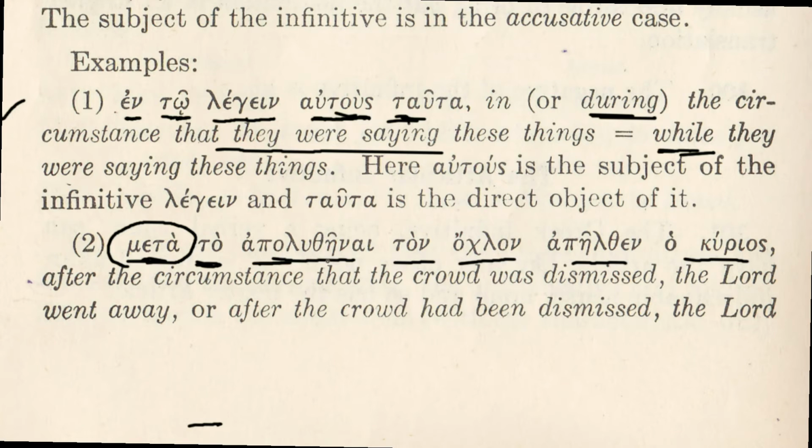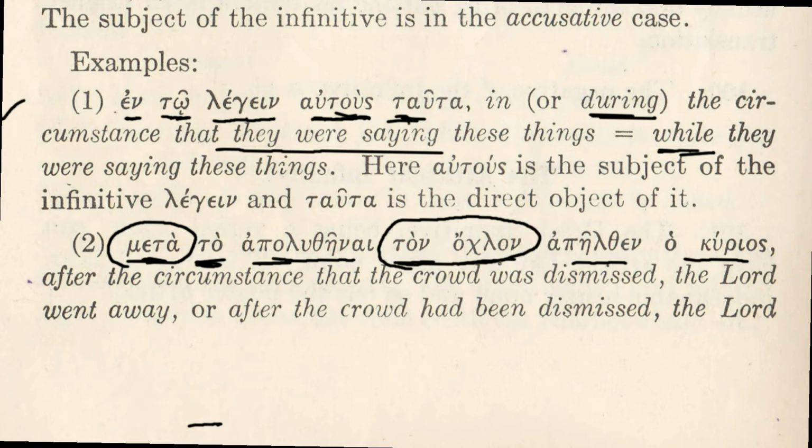apolythenai. This is, of course, from apoluo, to release. You'll notice that this is the aorist passive infinitive. Therefore, we have the irregular accent on the penult here. And so it's going to be after the act of having been released. You see, so the aorist passive sense of the infinitive there. After the act of having been released, the crowd happens to be the subject. They are the ones that are being released.